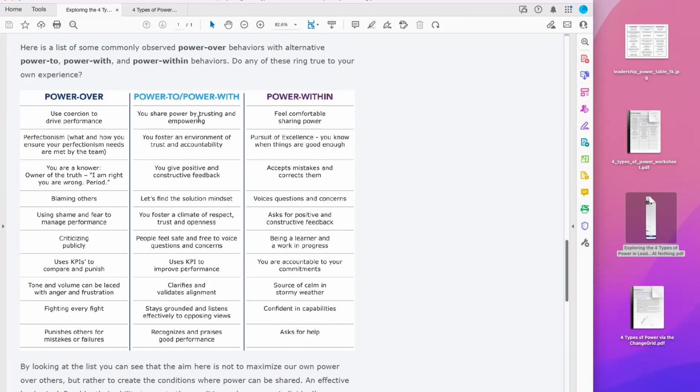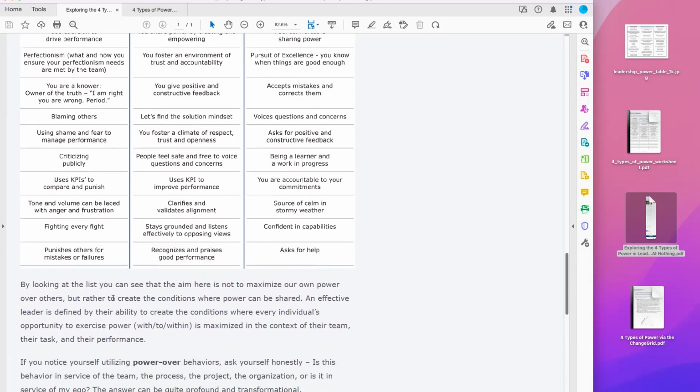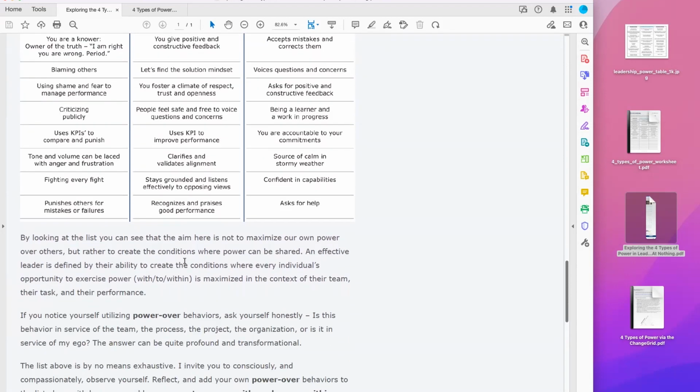Yeah, see, because when you look at that sentence right below that graph, where the author says, by looking at the list, you can see that the aim here is not to maximize our own power over others, but rather to create the conditions where power can be shared. And I think that that's what that power to and power with explanation attempts to do, is to talk about how we can share power versus having power over someone else, or examining our own internal power.